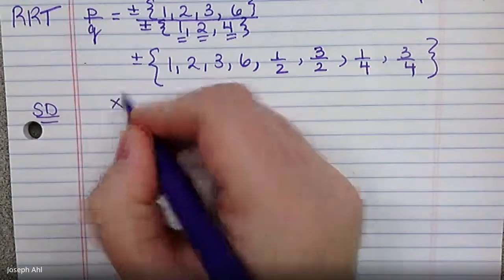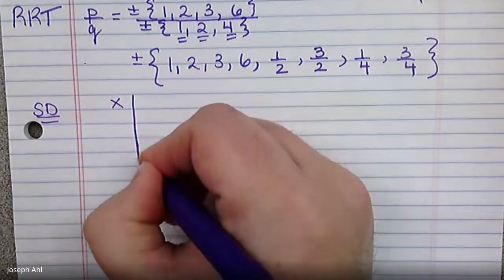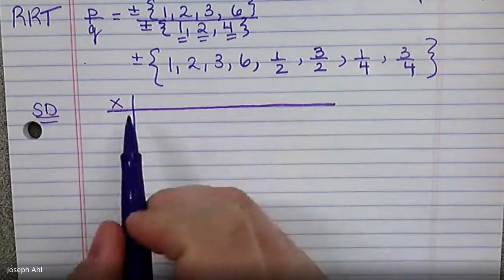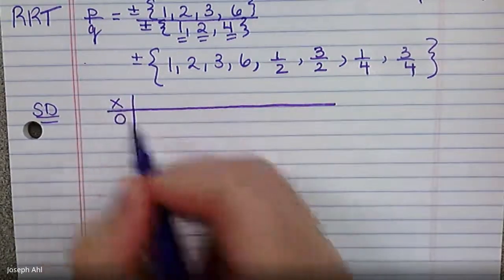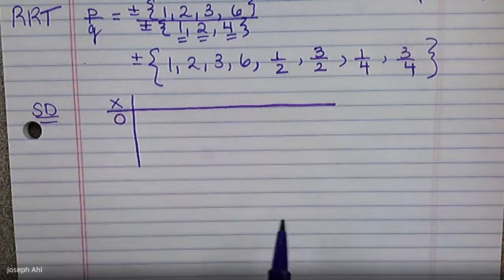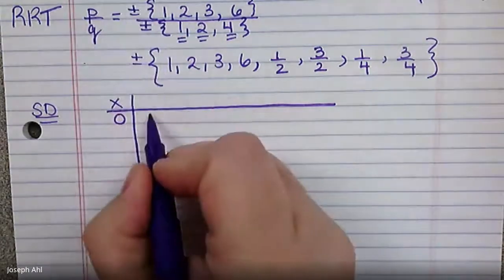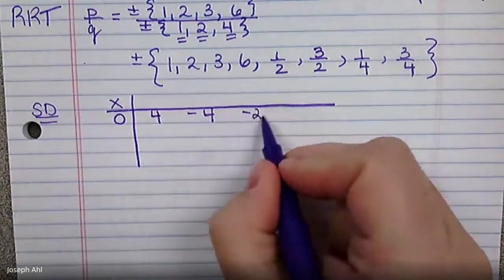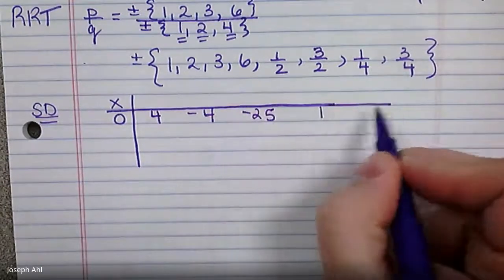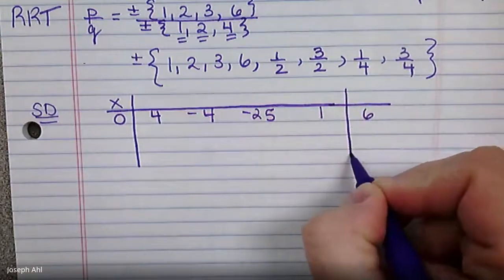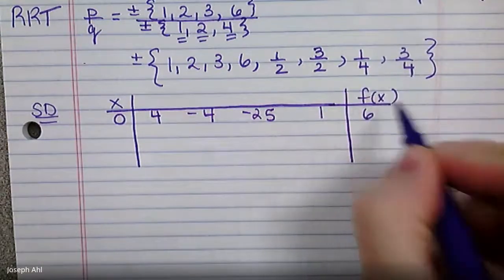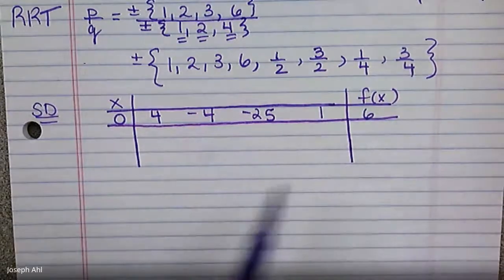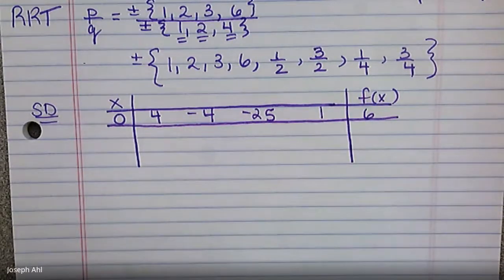So here's what I'm going to do in the synthetic division step. Set up your chart where we are going to test roots on the left. The first root is always 0, just like we did for cubics. We've got to copy the coefficients carefully from the top, which are 4, -4, -25, 1, and then finally 6. Remember that last column, the remainder is the y value for the function, so that would be a remainder of 6.